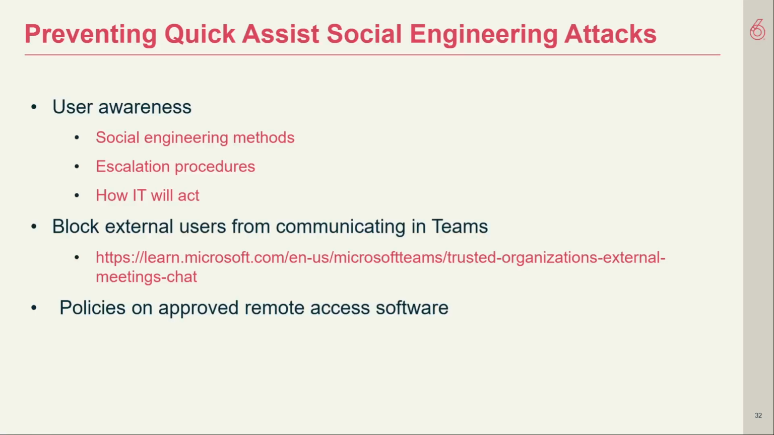And finally, put together some policies on what your approved remote access software is. Do you allow Quick Assist to be used? Do you allow Intune Help? Do you allow TeamViewer and so on? And then once you have those policies in place for what is allowed to be used, threat hunt in your organization for what remote access software is out there and figure out why that other remote access software is out there, or look for those activities.